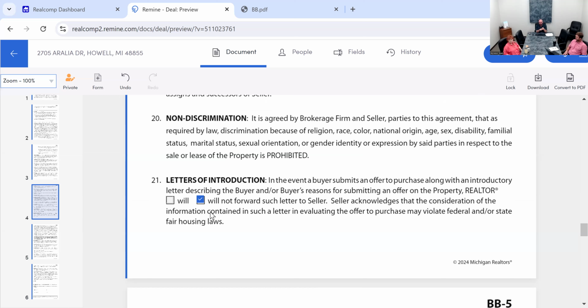I really like this addition. Yeah, because love letters are a thing, it's nice to have this paragraph included. Yes, that is very much my preferred practice as well. I want my sellers to get the information when it becomes appropriate.